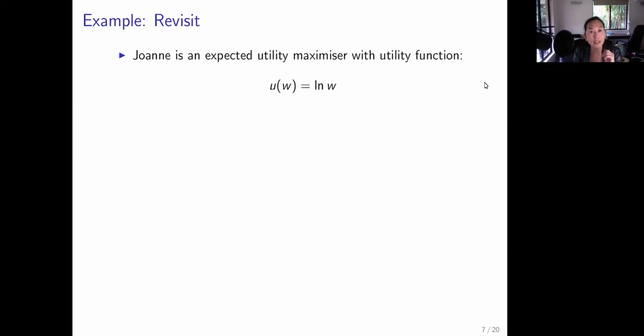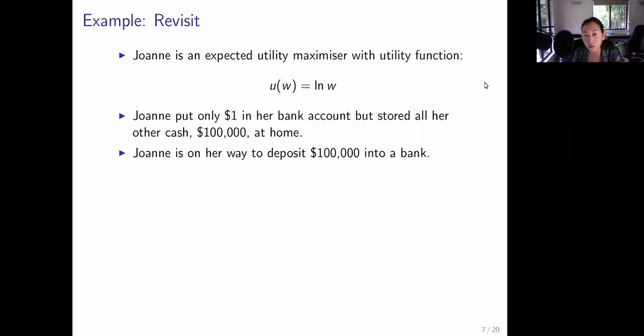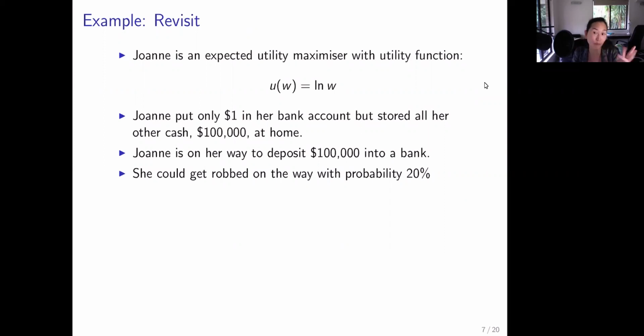So Joanne, again. Now we go back to the Joanne situation, but instead I give you the utility function. Now Joanne has a utility function, okay? Joanne puts only $1 in her bank account, but stores all her other cash, $100,000, at home. Joanne is on her way to deposit $100,000 into a bank. She could get robbed on the way with probability 20%. Now I give you the particular value of P. Now P is equal to 0.2.